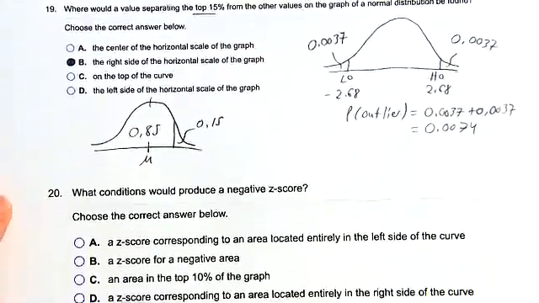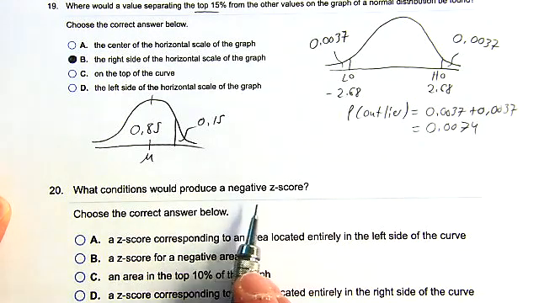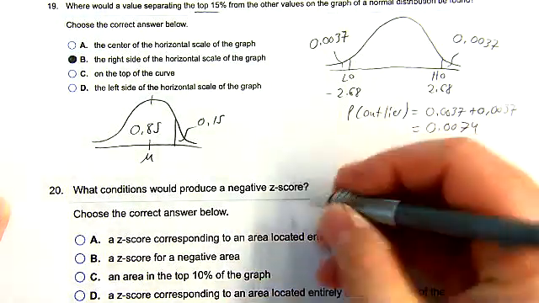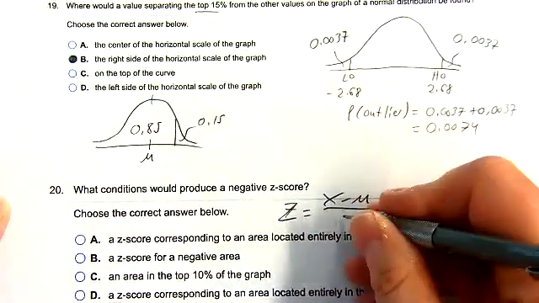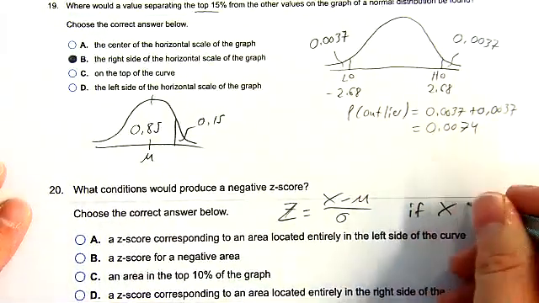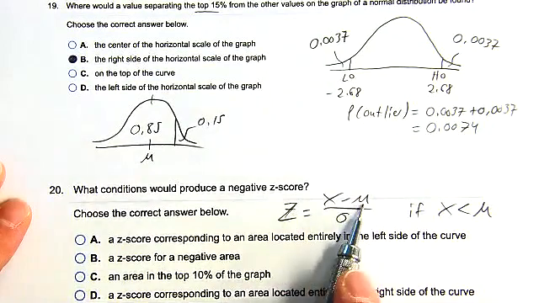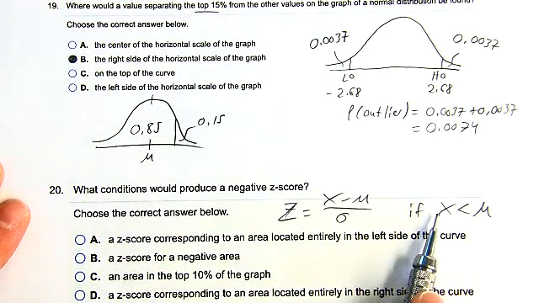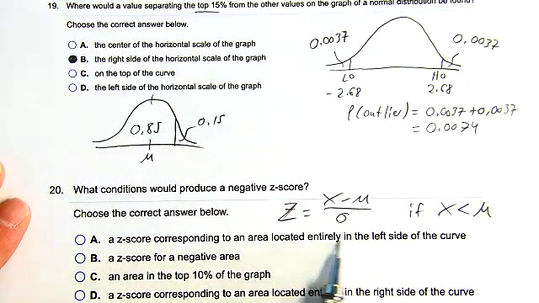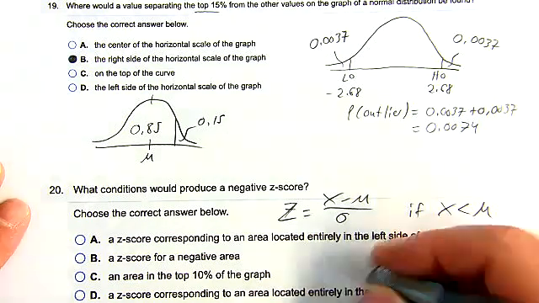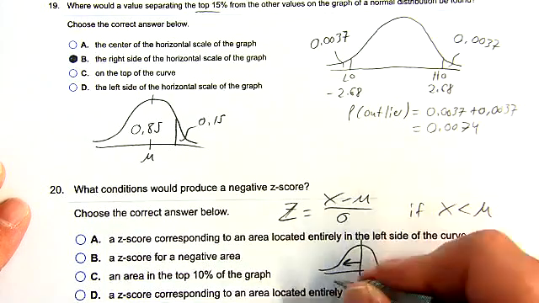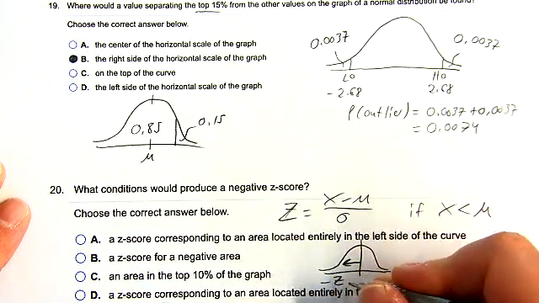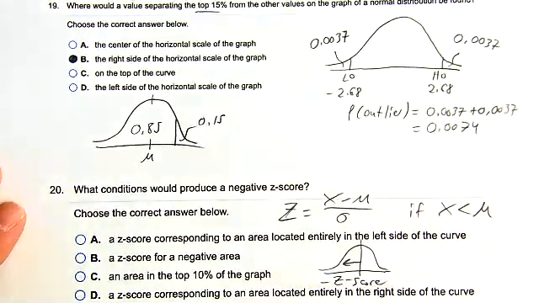Okay, 20 says what conditions would produce a negative z-score? Well, z-scores are calculated by x minus mu over sigma. So if x is less than mu, I'm guaranteed to get a negative z-score. So your x value would be smaller than the mean. A z-score corresponding to an area located entirely in the left side of the curve. Well, that's also true. So anything to the left of here would also be a negative z-score. So it looks like A is actually correct.